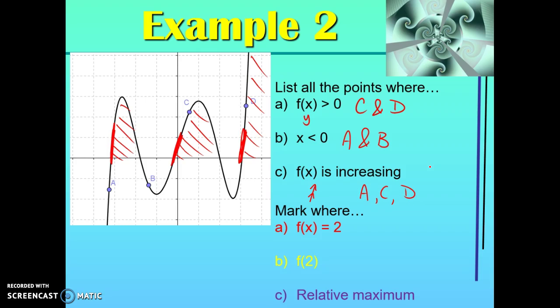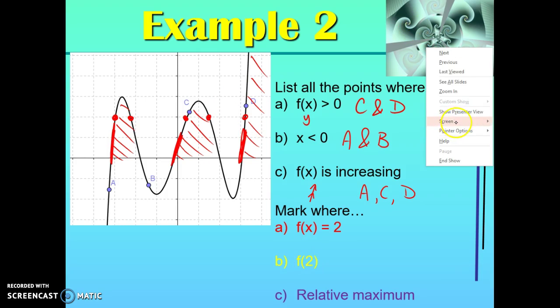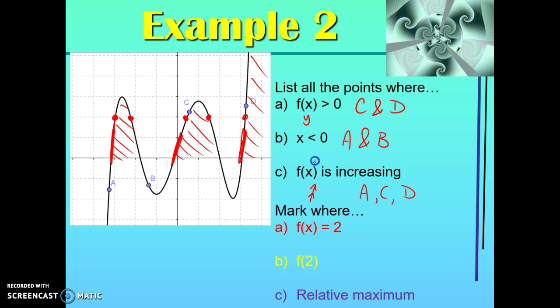Mark where f of x equals 2. I assume this wants us to do it in red. So remember we're looking for when y is 2. So that's going to happen there, there, there, there, and there. So that actually occurs 5 different times. F of 2, they're asking for in yellow, is going to be a little bit of a different plan. If I can switch my color here. That's simply asking what is the y value when x is 2. That's a single point. That's a function. F of x equals 2 is not a function.